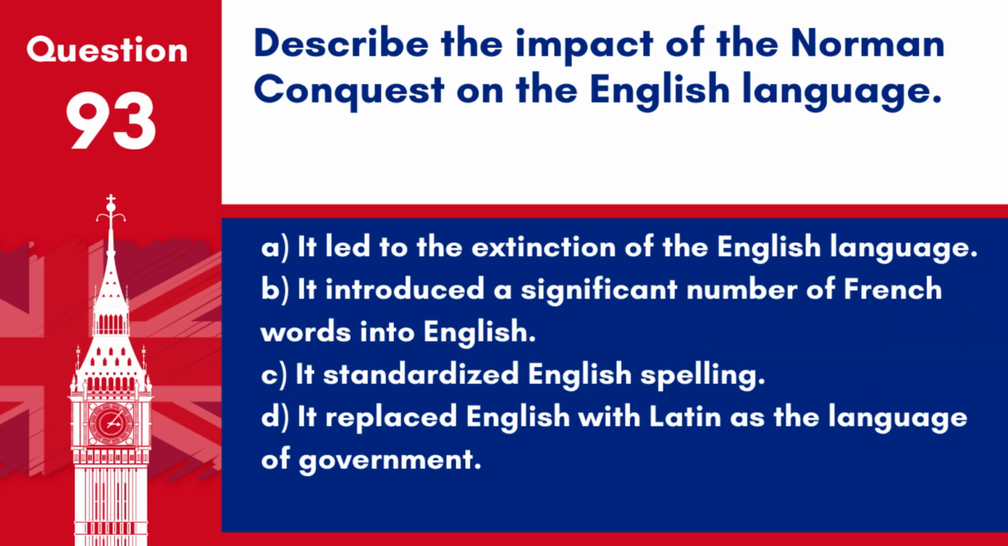Question 93. Describe the impact of the Norman conquest on the English language. A. It led to the extinction of the English language. B. It introduced a significant number of French words into English. C. It standardized English spelling. D. It replaced English with Latin as the language of government. Answer: B. It introduced a significant number of French words into English.